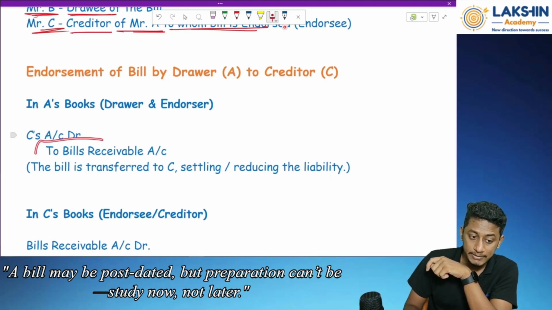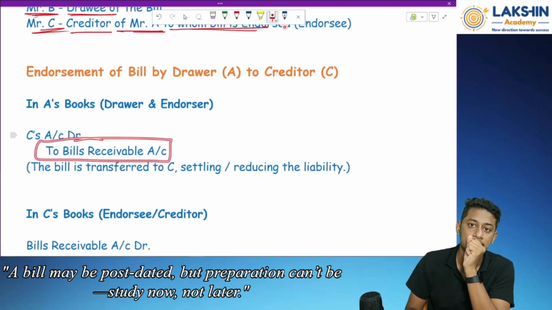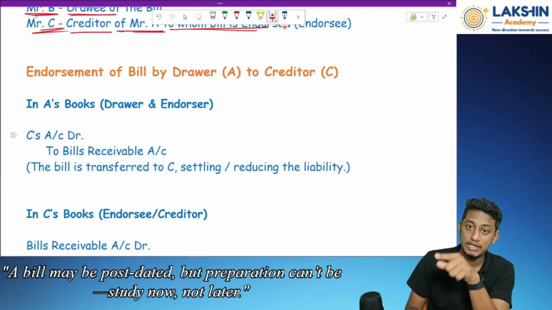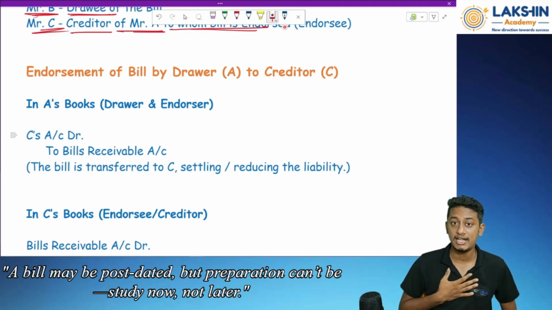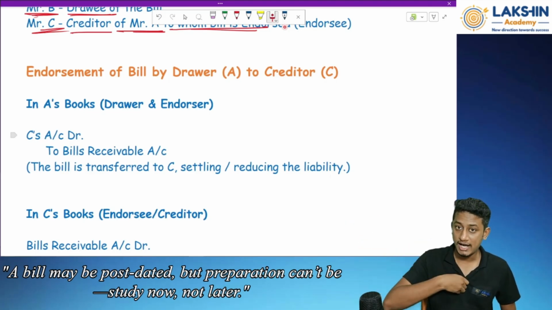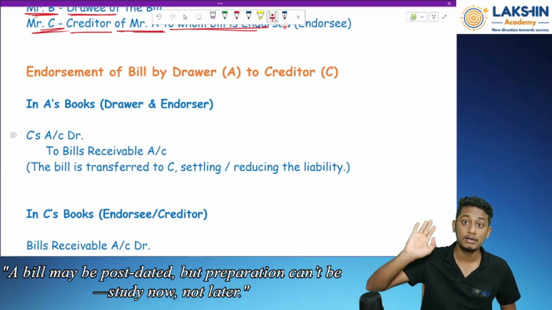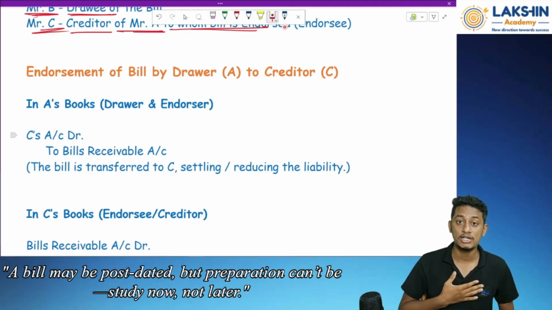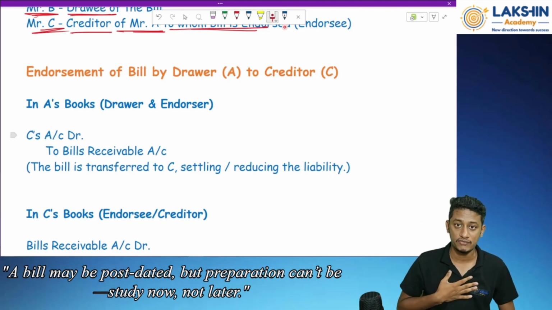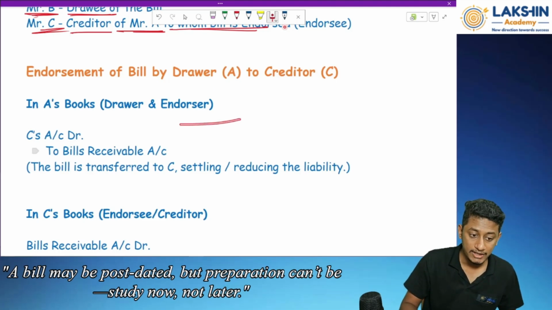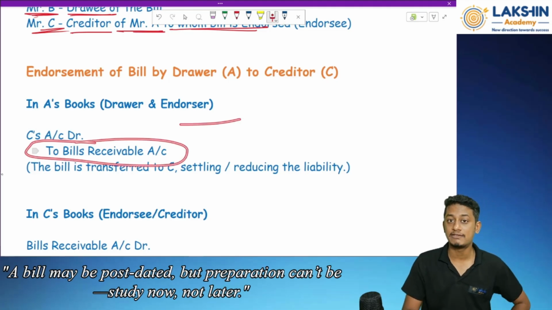Whenever I credit bills receivable in my books, what does that mean? That means whatever bill was created is being reversed now. Why? Because I don't have the bill anymore. Mr. A doesn't have the bill anymore. With whom is the bill? Mr. C. So I will transfer the bill to Mr. C. Now I don't have the bill anymore, so I don't have any asset with respect to the bill of exchange in my books of accounts whenever I credit the bills receivable account.